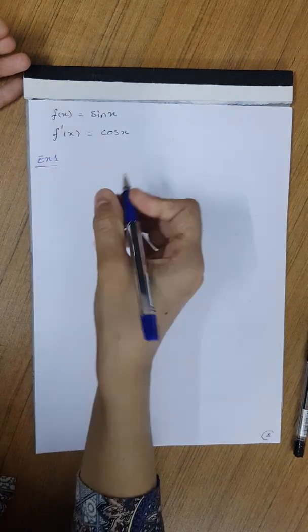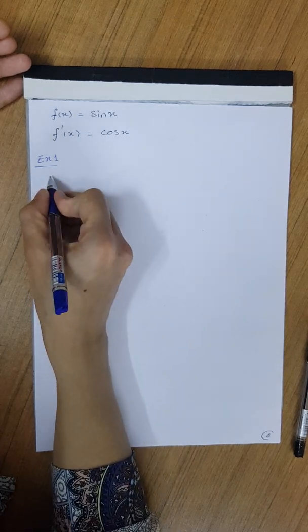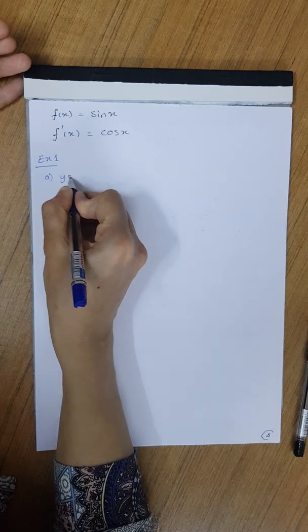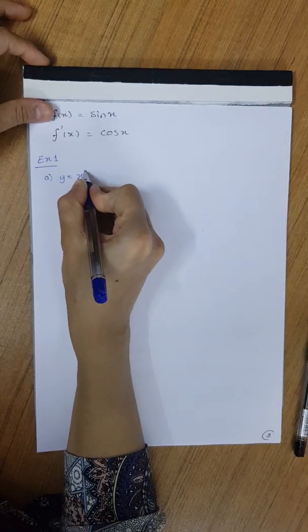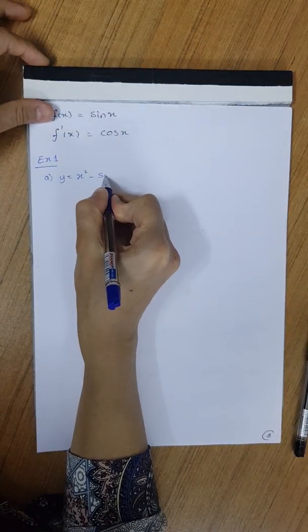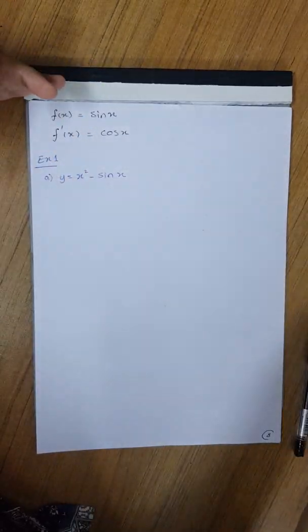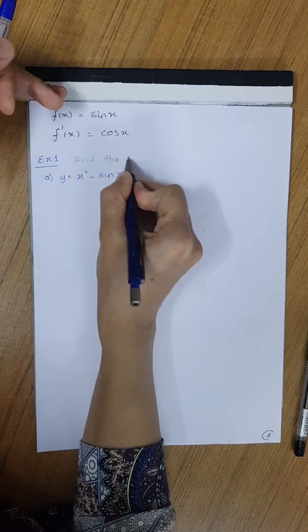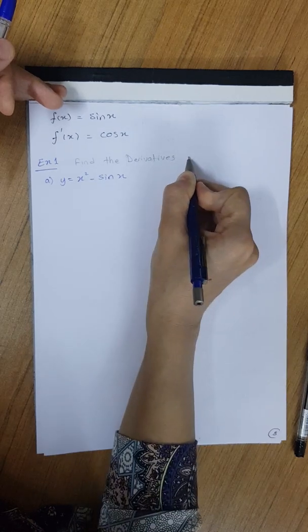The first example that we have got, example 1, in the lecture notes, says find the derivatives of the following functions. The first function that is given to us is y equal to x squared minus sine of x.